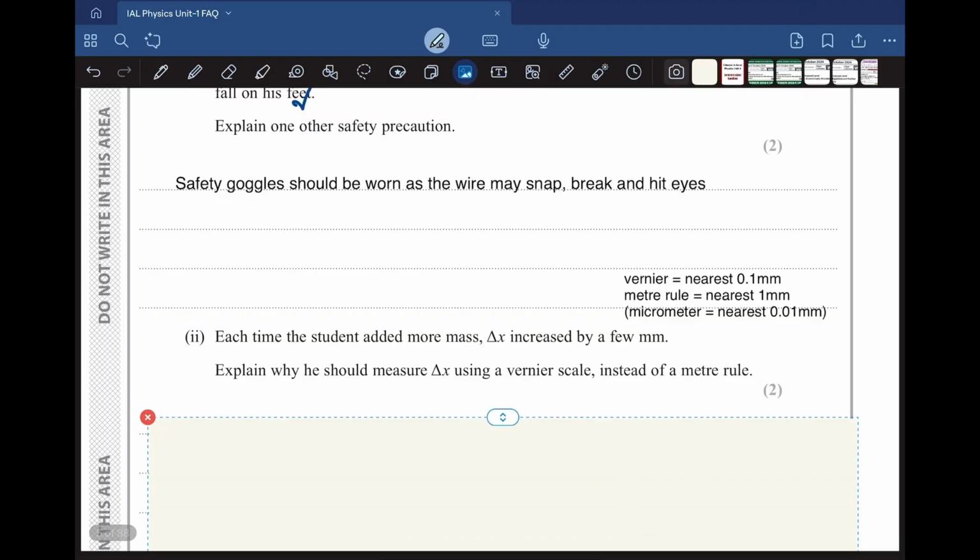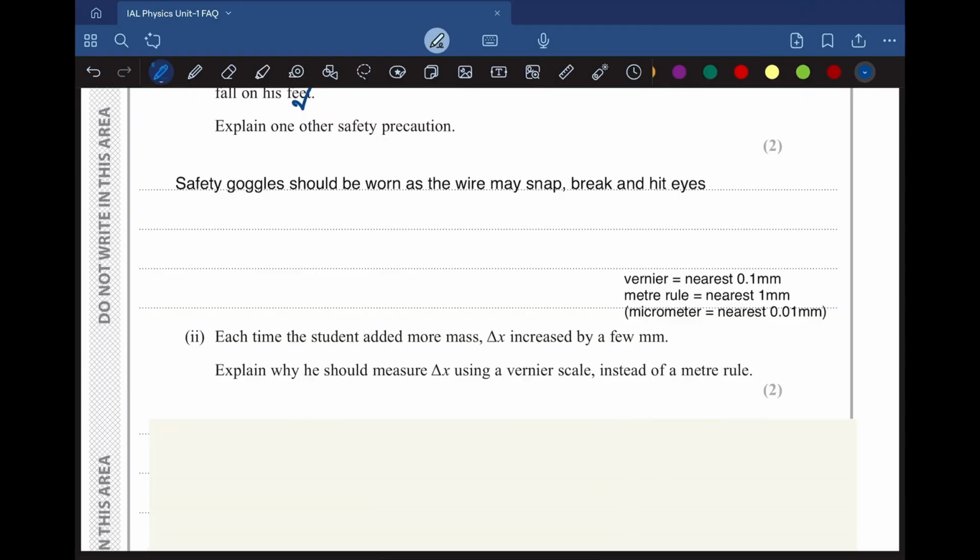Now the next part says, each time the student added more mass, x increased by a few millimeters. The extension will definitely increase. It's completely normal. Explain why he should measure del x using a vernier scale instead of a meter rule. The first thing that comes to my mind reading this is that everyone every time uses a vernier scale rather than a meter rule because the vernier scale has a higher resolution. And when something has a higher resolution, its percentage uncertainty is smaller, right? It has a smaller percentage uncertainty.